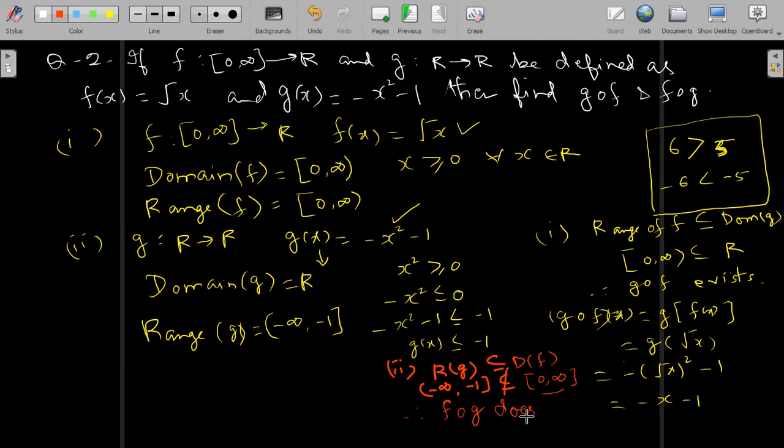We will not find it out. If you do not check it, you can write f of g of x and put in the value, and you will get an answer, but it does not exist, so we cannot do it. That's why we have to check also. Here you are not getting the subset, that's why it does not exist, so we cannot find its value.